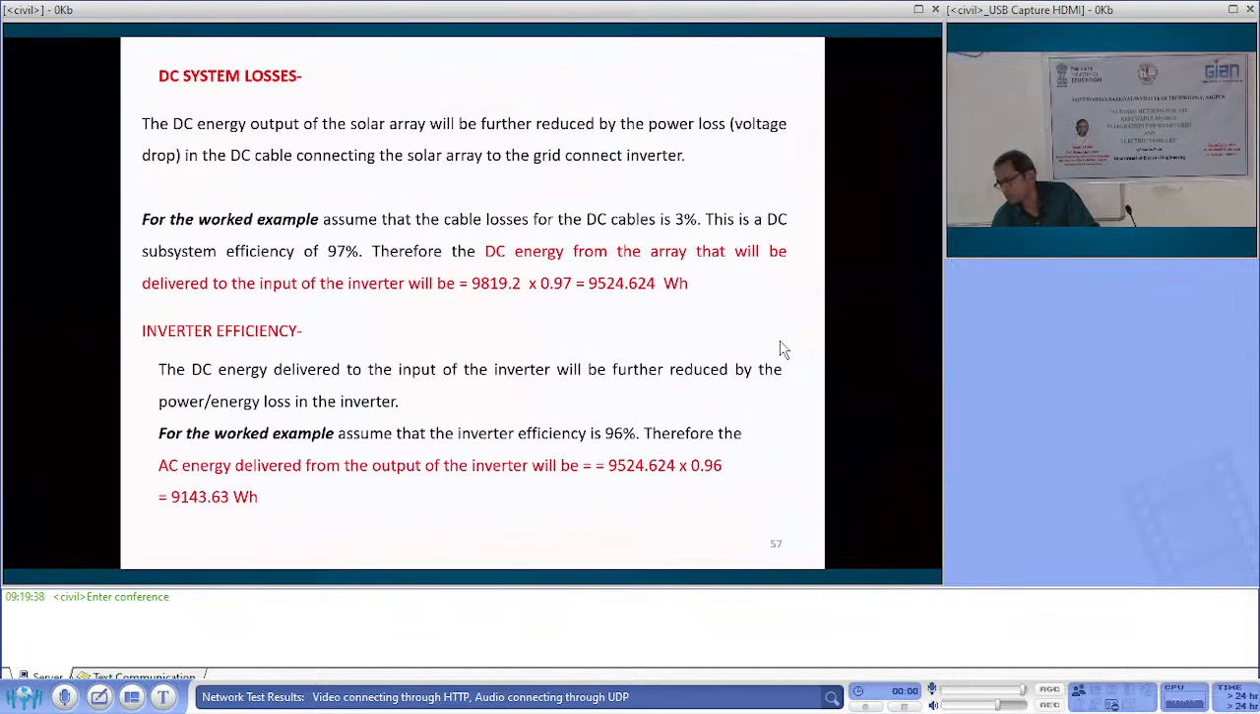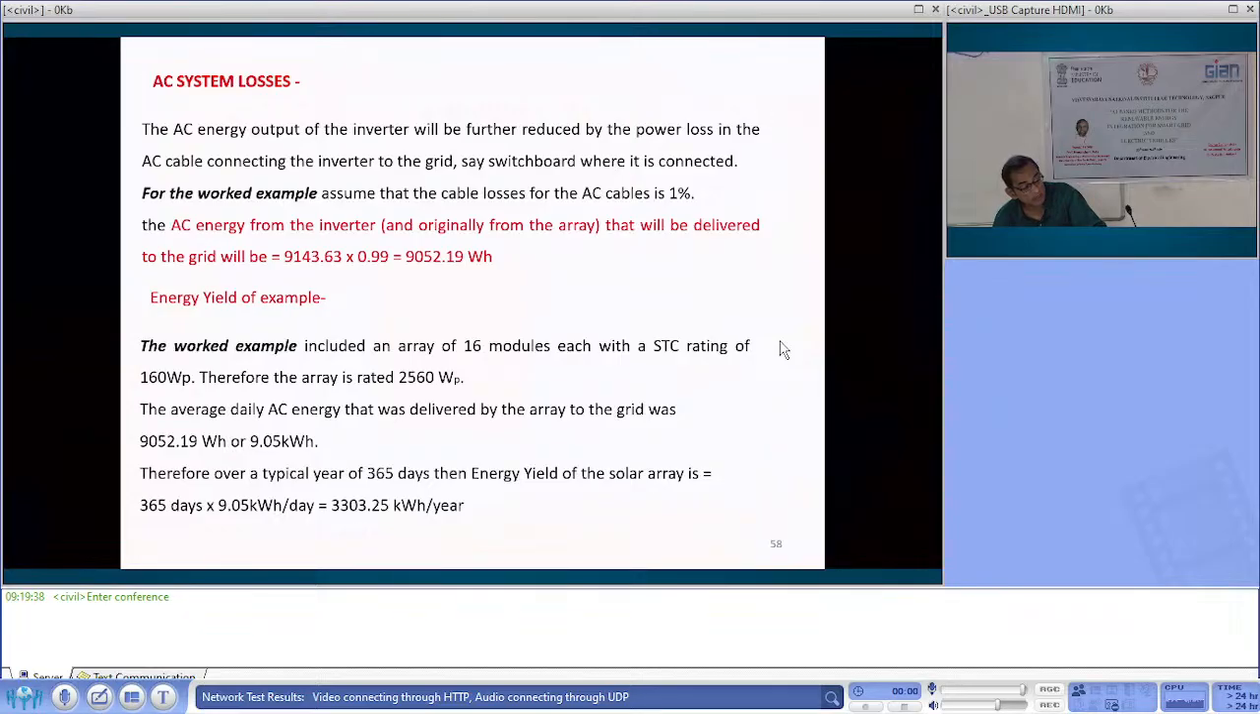Then DC system losses, the DC to AC ratio has to be maintained at 1:1. Then the DC energy that you will get, you have to calculate. Cable losses are 3% only, inverter efficiency you have to calculate, and the AC energy delivered from the output of the inverter you have to calculate. You can go through this. Check the AC system losses also, they are considered, and the energy yield is calculated from this way.